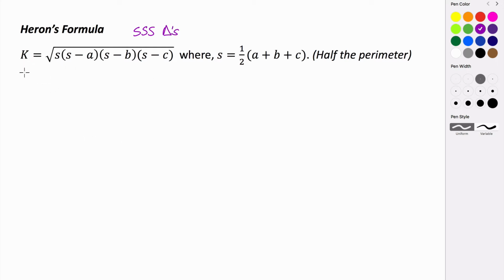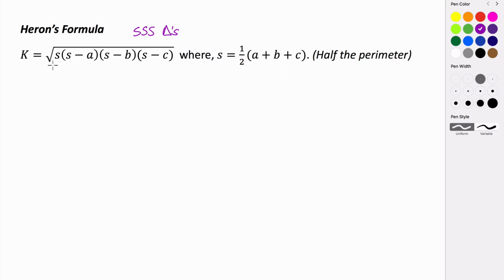So the formula is K, I guess, or A, you can just say area, is equal to the square root of S times the quantity S minus A times the quantity S minus B times the quantity S minus C, where the value of S is 1/2 the sum of A, B, and C, where A, B, and C are just the side lengths of our triangle. So that just means that S is called the semi-perimeter, or it's just half of the measure of the perimeter.